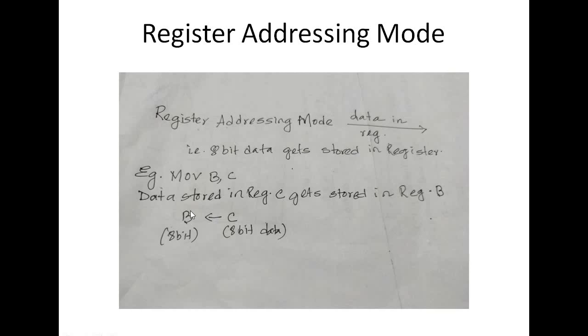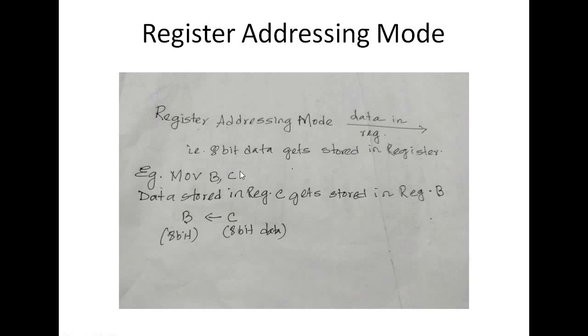Now understood? Is this a 1-byte, 2-byte or 3-byte instruction? 1-byte instruction, right? So where is the data stored? The data is stored in the register. See here, the data is not given in the instruction. What is given in the instruction? The registers are given in the instruction. In that register your data is stored.